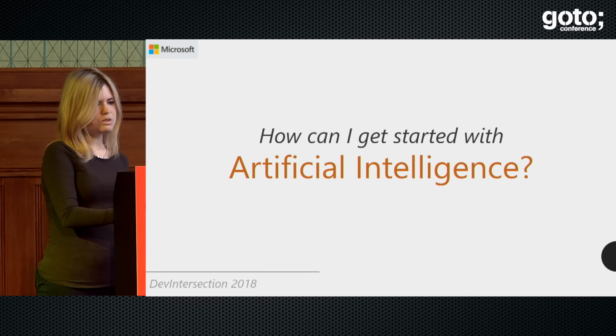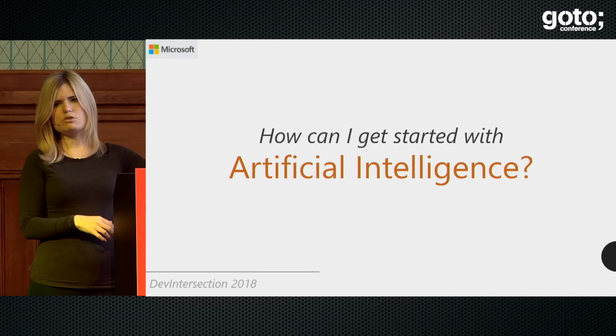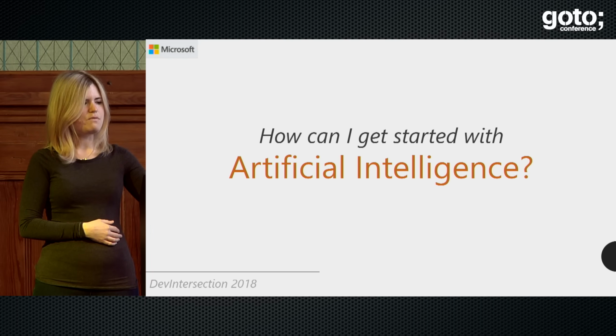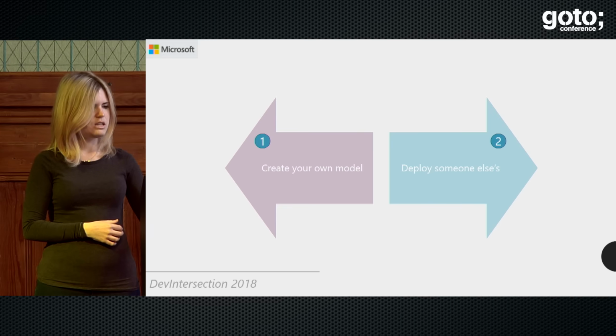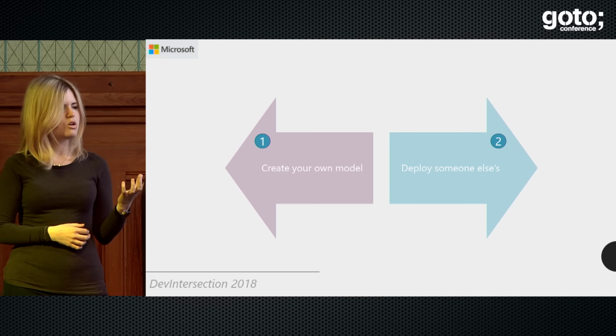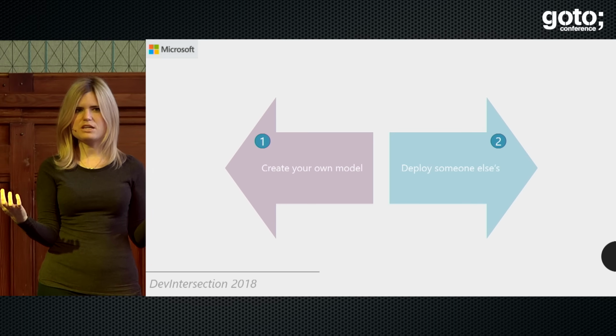So getting started with artificial intelligence. We've talked about what it is, so machine learning, and then deep learning as a subset of machine learning. If you wanted to get started with it, you would either need to create your own model from scratch, or you could just deploy somebody else's that's already been pre-baked.